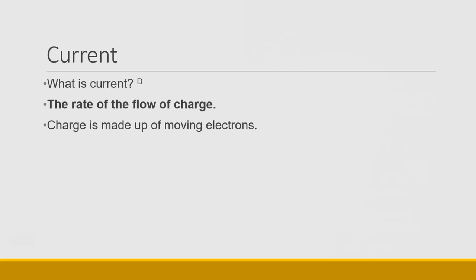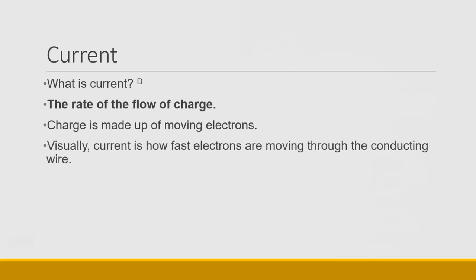Now, when those electrons are not moving, that's what we learned in the last section about electrostatics or static electricity. So when those electrons are not moving, they are just holding that charge, but they're static. However, when those electrons are moving, that moving charge is what creates an electrical current. Visually, current is how fast the electrons are moving through the conducting wire.